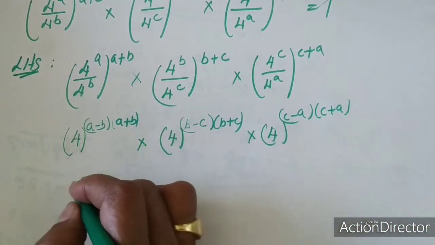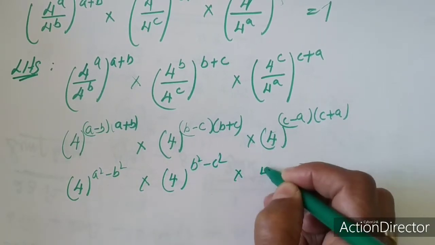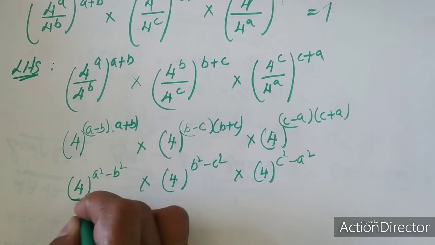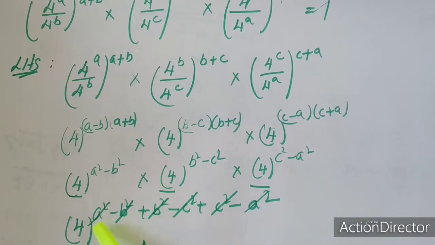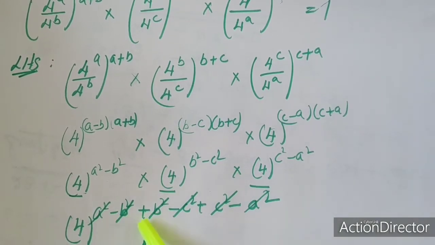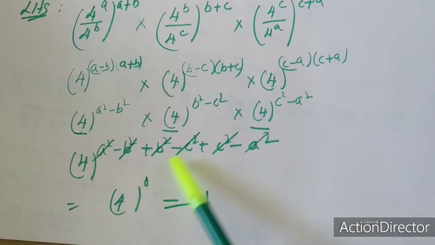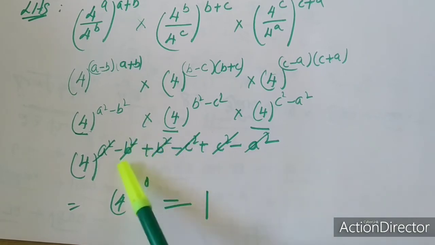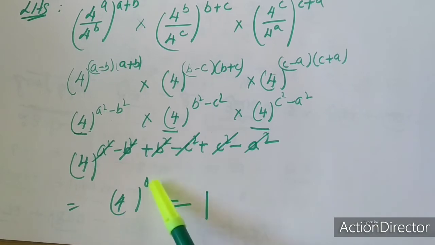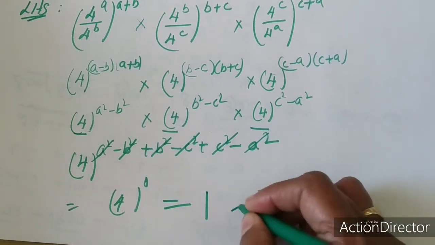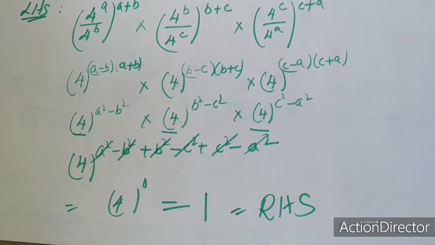Now this is an identity, which is nothing but a square minus b square, b square minus c square, and here it is c square minus a square. You observe all the bases are same. So after simplifying, by adding the powers, we get 4 raised to a square minus b square plus b square minus c square plus c square minus a square. Cancelling a square minus a square, b square minus b square, and minus c square plus c square, I get 0. So 4 power 0 is equal to 1, which is equal to the right hand side also, that is equal to 1.